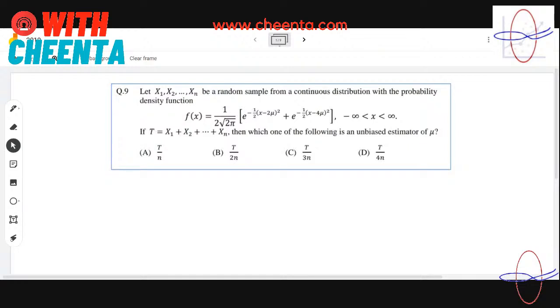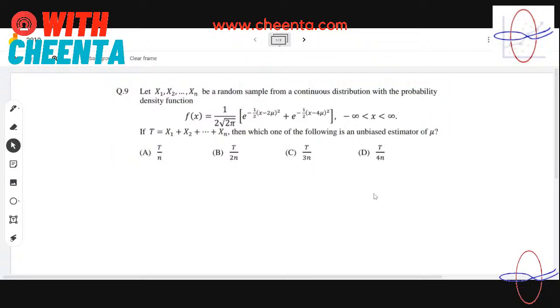Okay. So let's start the class. Let's discuss the 2019 statistical inference problems. So let's do this first problem now. The first problem, question 9, tells you that if x1, x2, ..., xn is a random sample from a continuous distribution with the probability density function given above, and T is equal to the sample sum, then which of the following is an unbiased estimator of mu?